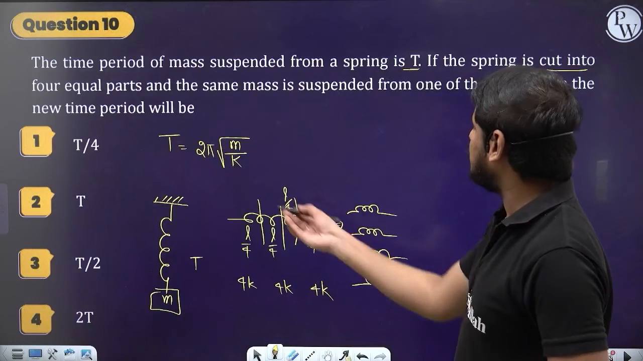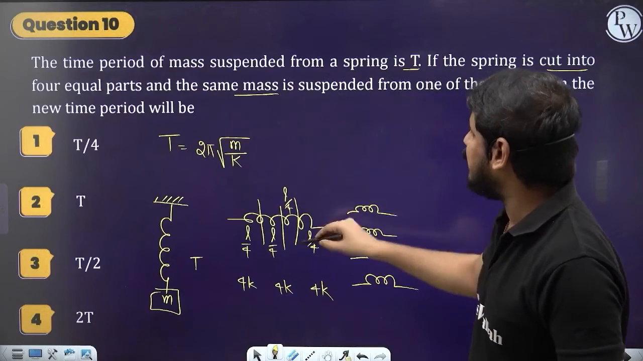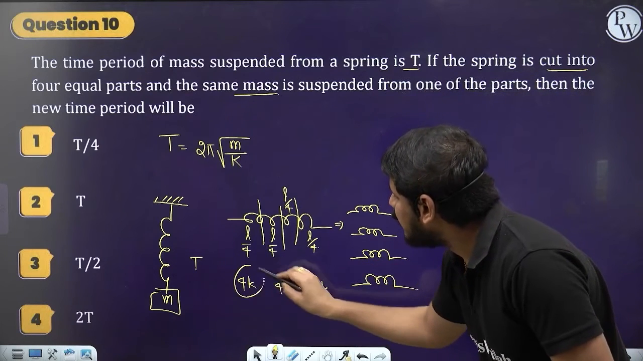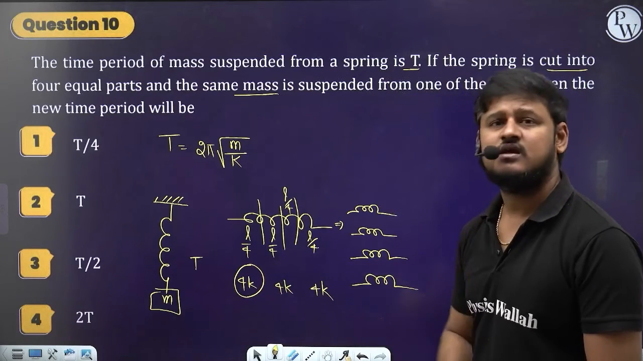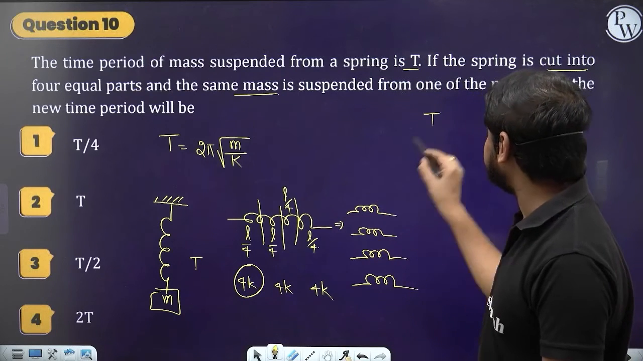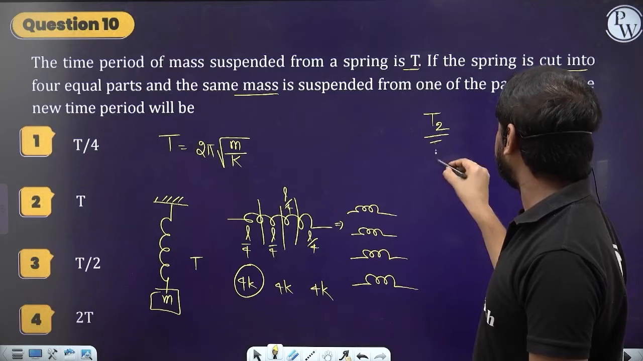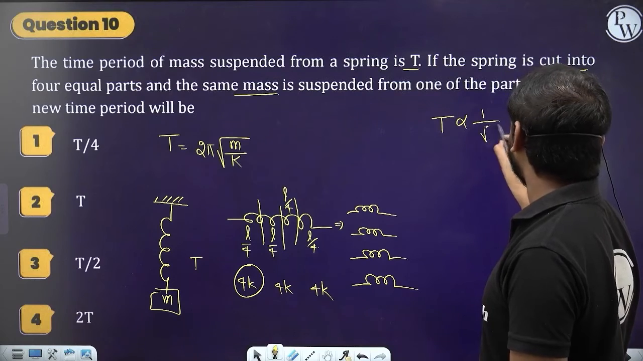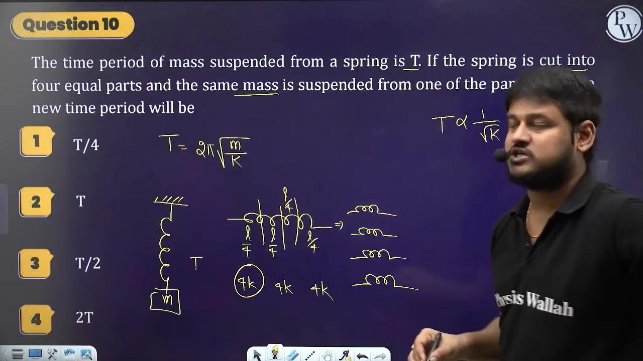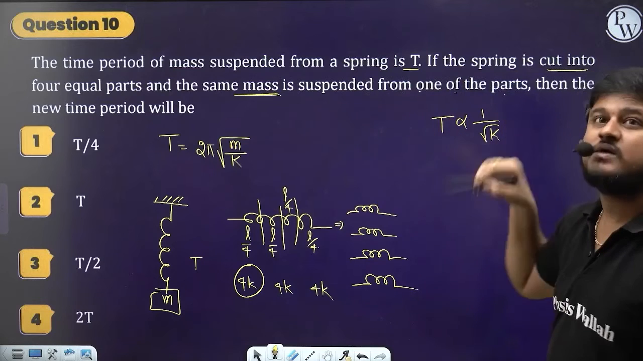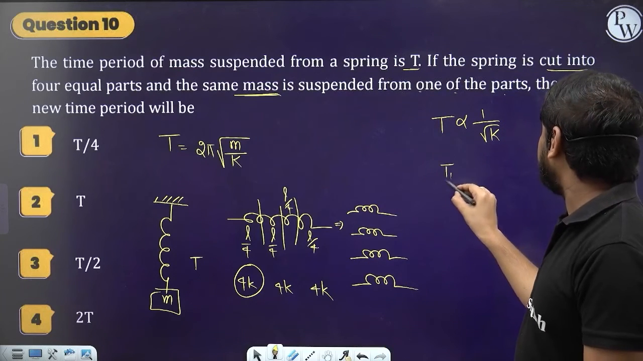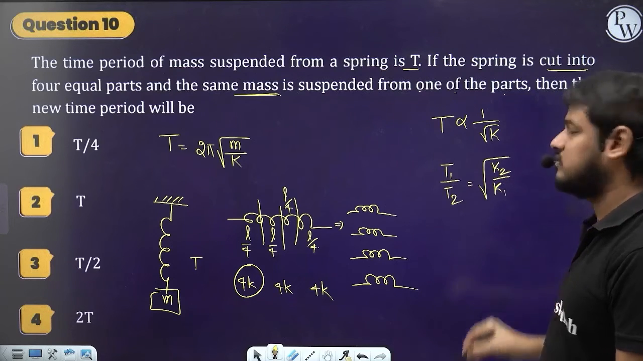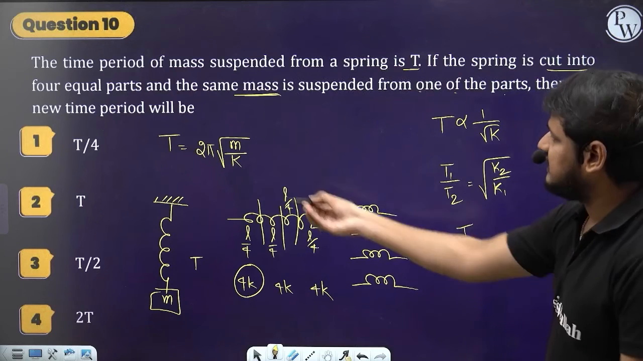So what is the new time period? If the same mass is suspended from one of the parts, that one part has spring constant 4k, right? Let the time period in this case be t2. The time period is inversely proportional to root k, because the mass attached is the same and 2 pi is also the same. So t1 by t2 is equal to root over k2 by k1. That's it. Done. t1 is T, as mentioned in the question.